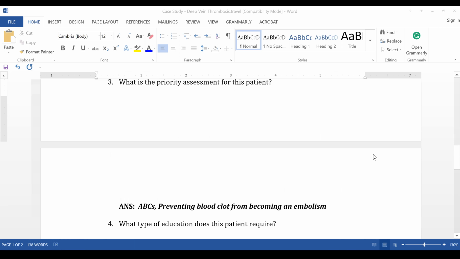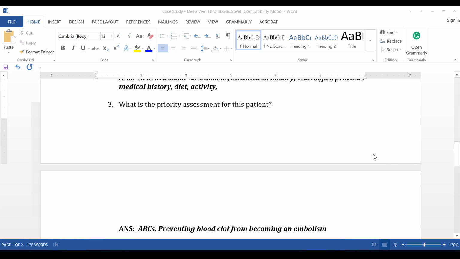All right, so we're going to do ABCs, airway, breathing, and circulation, and then preventing clot formation from becoming an embolism. So, you know, we could do leg elevation, we could do SCD, sequential compression devices, we could do TED hoses, you know, order those, so measure, get the appropriate measurement, and then place them on the patient. Can an unlicensed assistive personnel person measure your patient's TED hose?